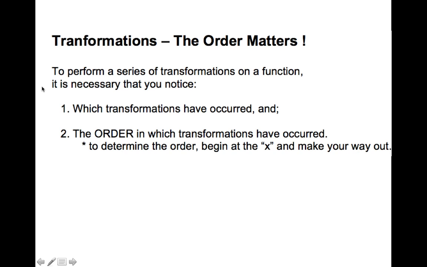So it says here, to perform a series of transformations on a function, and a series means a few transformations, it is necessary that you notice, number one, which transformations have occurred. So just looking at the function, you should be able to spot all the transformations that have occurred. And number two, you should be able to see the order in which the transformations have occurred. And to determine the order, begin at the x and make your way out. And this example is going to be focusing on how to do this procedure.